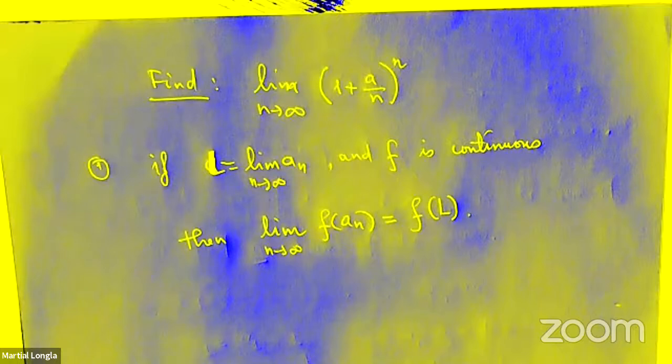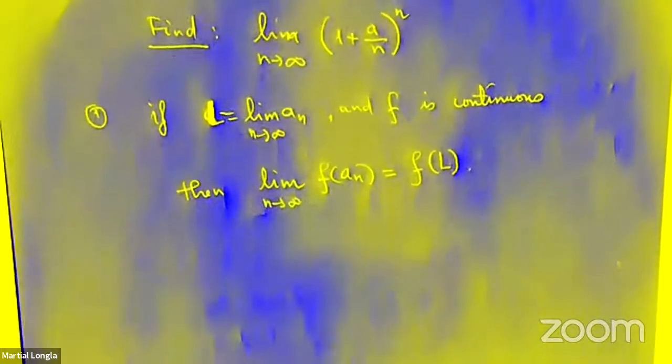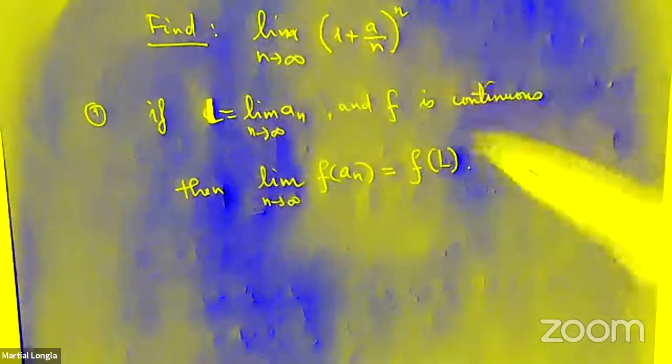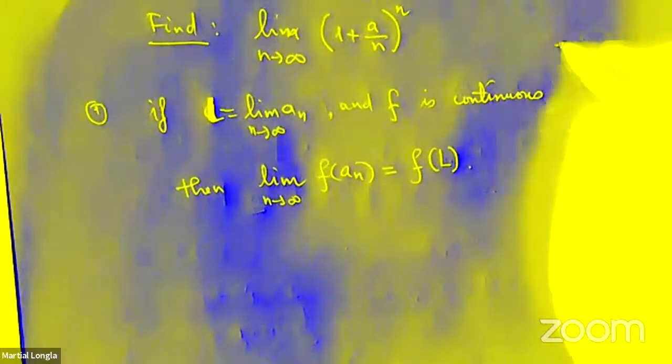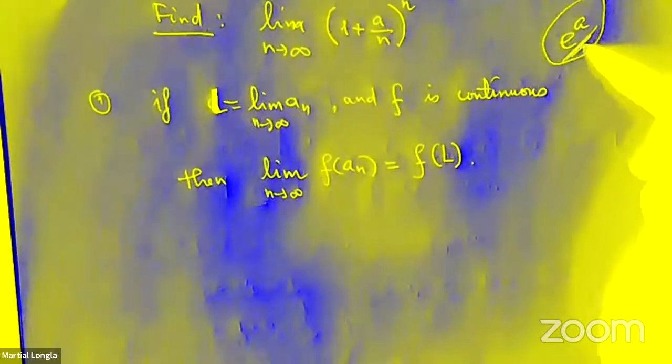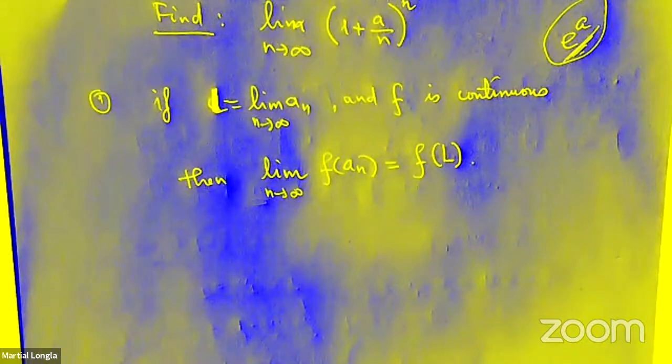So if you have a continuous function and you know the limit of the sequence that is inside of it, you can find the limit of the function of that sequence just as the function of the limit, right? So this is what we are going to use to find the limit of the sequence. And I can tell you right away, the answer is going to be e to the a. But the question is, how do you find it? And that's what I will be grading when I ask you to do that.